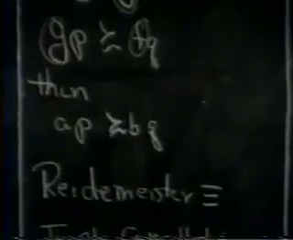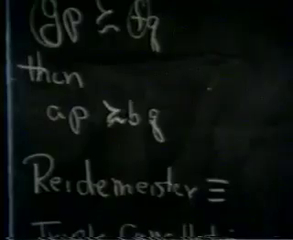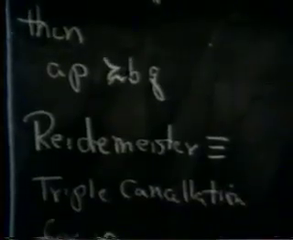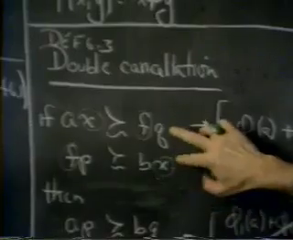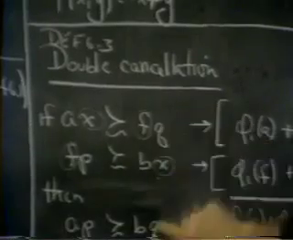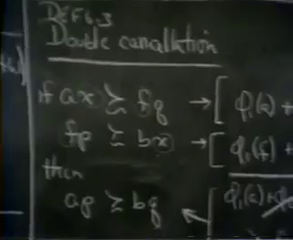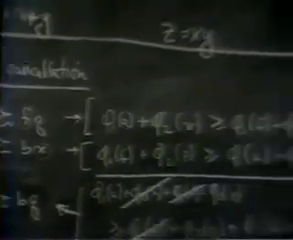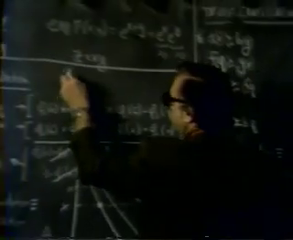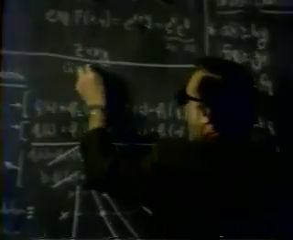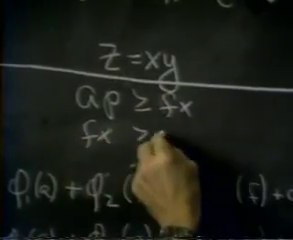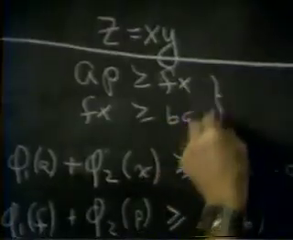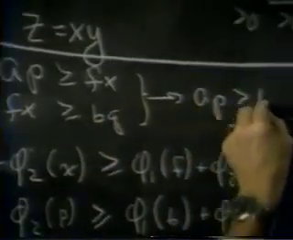Now, you see the pattern of the game, and you can start asking some questions. First of all, I've listed double cancellation here. Is there any other version of double cancellation? Are there any other patterns of pair of inequalities leading to a third? And the answer is yes, there's one more, and that is transitivity. Transitivity would take the form, say, AP greater than or equal to FX, FX greater than or equal to BQ, and that implies AP greater than or equal to BQ.